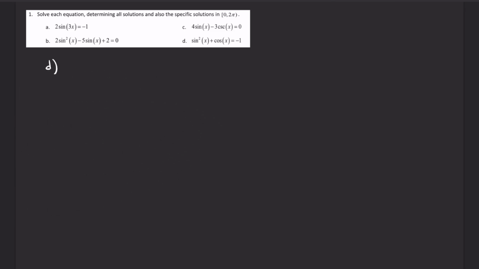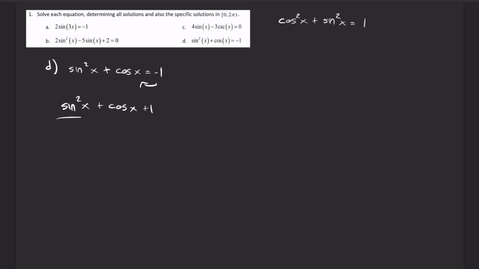Okay, for D, we have sine squared x plus cosine x minus 1 equals negative 1. So for this one, let's move this one right here. And we'll have something that we're familiar with. This looks like a Pythagorean identity. So, to recall, cosine squared x plus sine squared x equals 1.